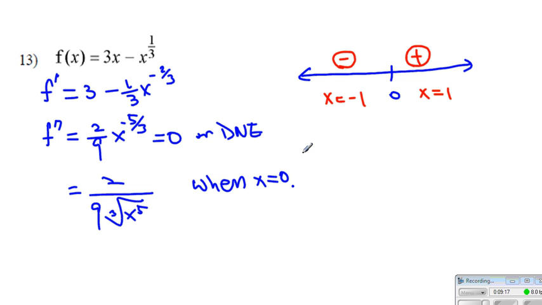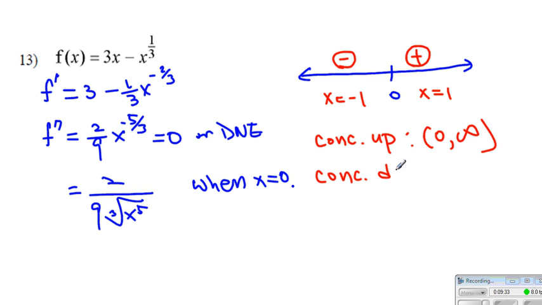So therefore, the intervals where it is concave up is the right side, where 0 through positive infinity. Concave down is simply from negative infinity to 0.